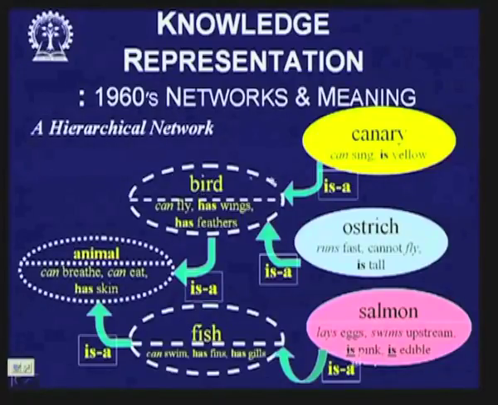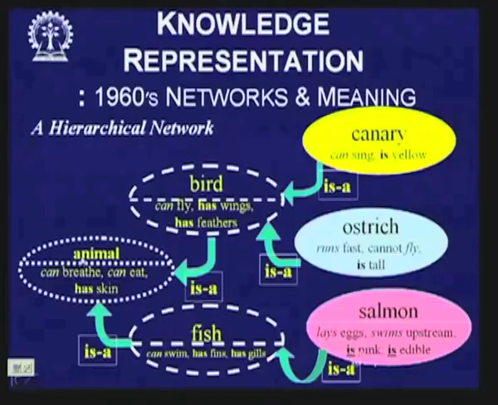This oval represents bird, and look at this green link. This green link is labeled with "is a". What does it mean? That means bird is a animal. In proper English it should be "is an animal", but we are not making a distinction here. Is a means that bird is a subordinate of this superordinate. Similarly, fish is a subordinate of this animal.